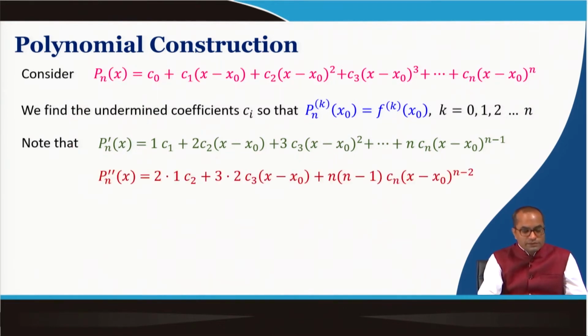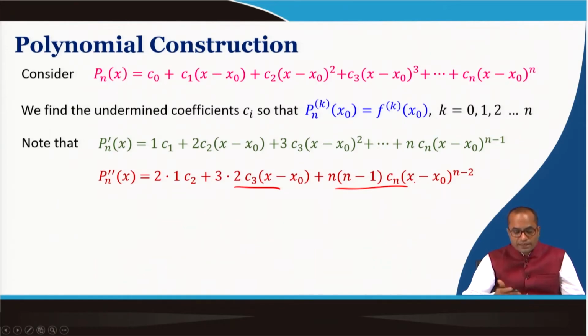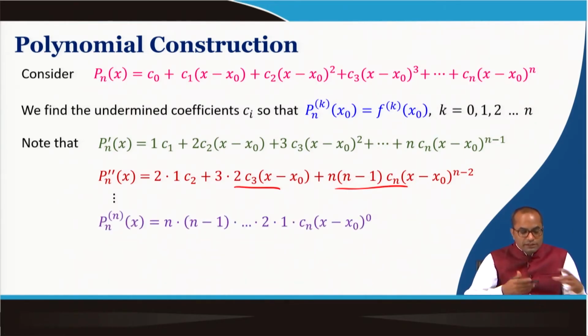Then we will go for the second order derivative of this polynomial. Now the constant will become 0, and from here we will get 2, and then again when we take the derivative of x minus x naught we will get 1, and then this coefficient C2. Similarly for the other terms we can get the derivative. So we will continue this process.